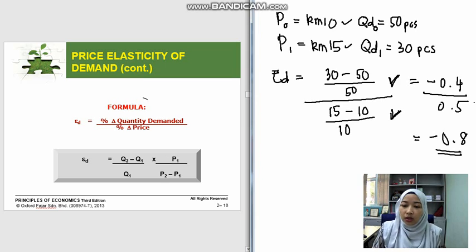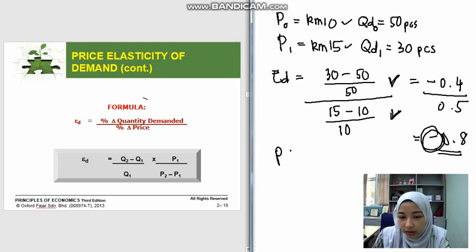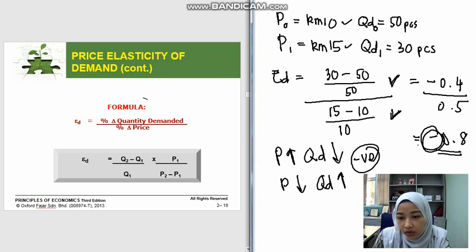In the case of price elasticity of demand, you will always get a negative answer. Why? Because the relationship between price and quantity demanded is negative. Usually when price increases, quantity demanded will decrease. You look at the law of demand: when price increases, quantity demanded decreases. When price decreases, quantity demanded will increase. So this is a negative relationship, and that's why your answer will always be negative.